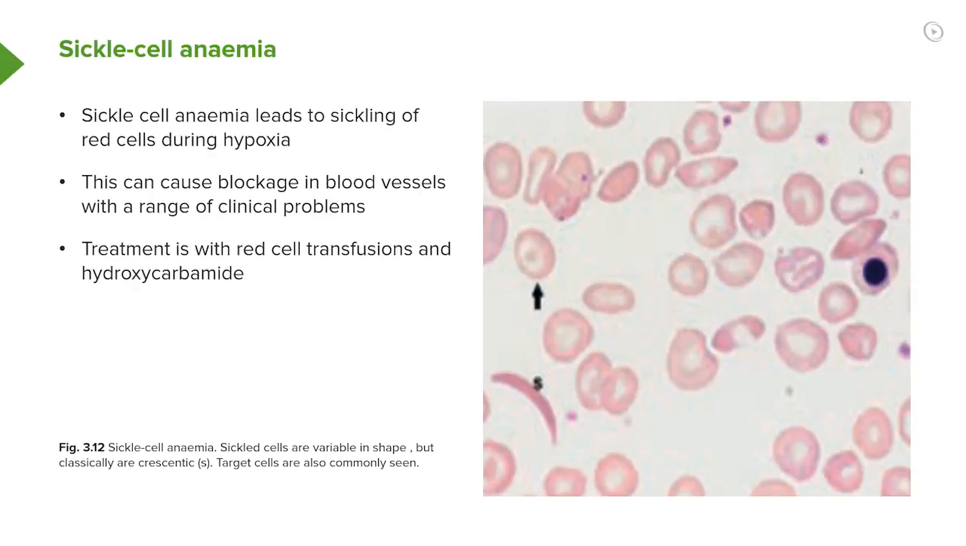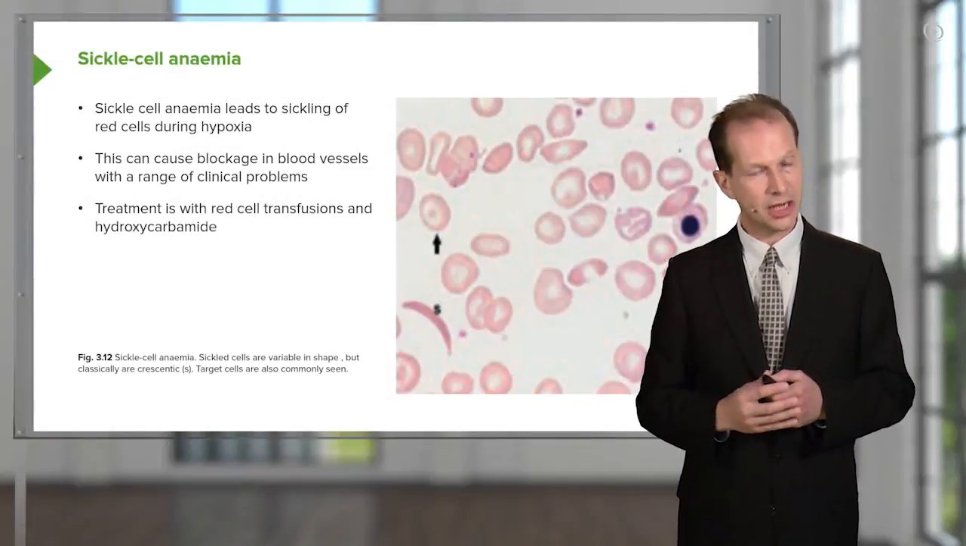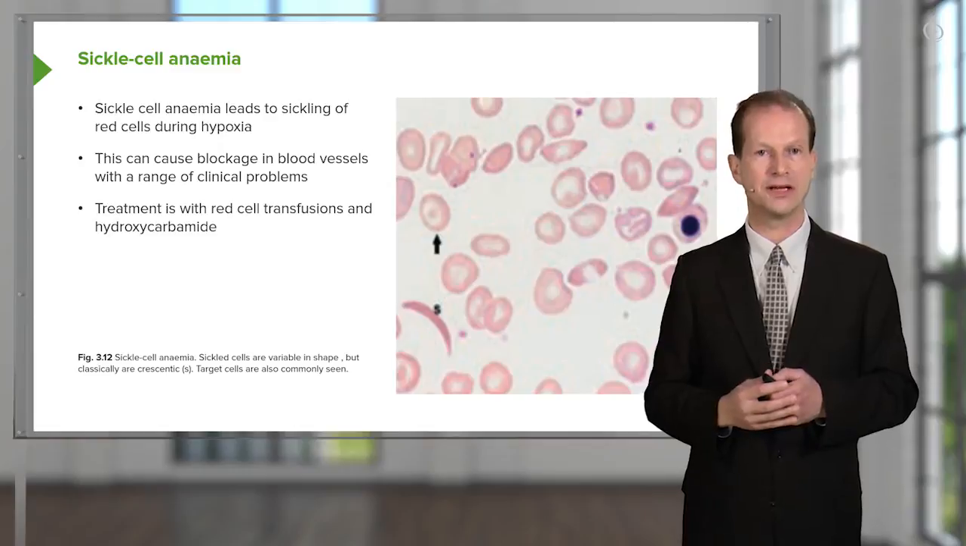Treatment of sickle cell anemia, if needed, is with red cell transfusions to provide normal blood, or with drugs such as hydroxycarbamide, which have shown to be quite effective.